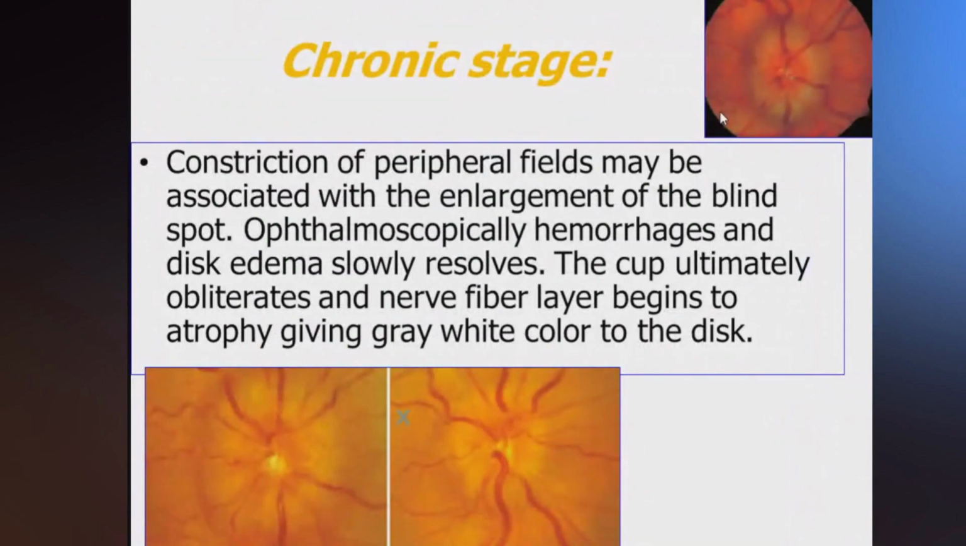The third stage is a chronic stage. At this stage, we can see the constriction of peripheral visual fields, and the patient can complain of a blind spot in front of the eye. And during ophthalmoscopy, we can see hemorrhages, but edema slowly resolves.